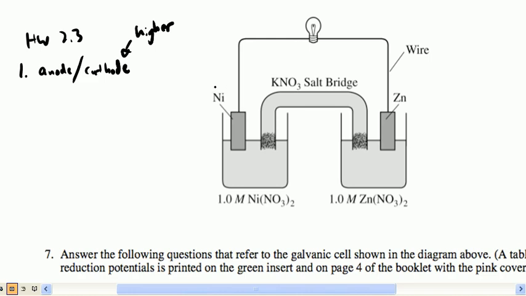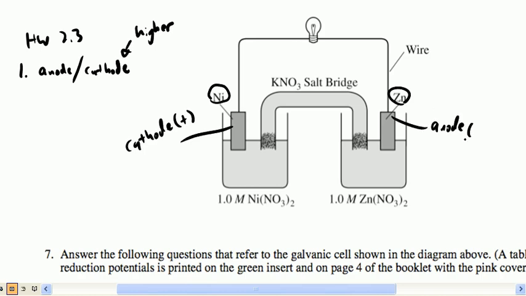So I have nickel and I have zinc. I'm going to look and see who is higher up on my chart. I see nickel and zinc, so nickel is higher up. That is going to make nickel the cathode. We know the cathode is positive. That's going to make zinc the anode, and we know the anode is negative.